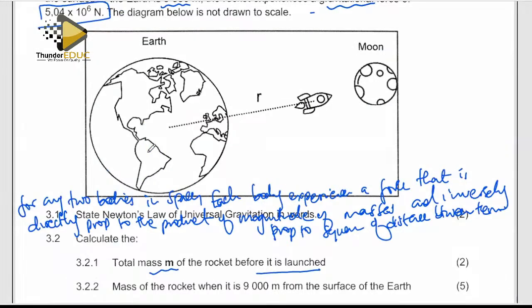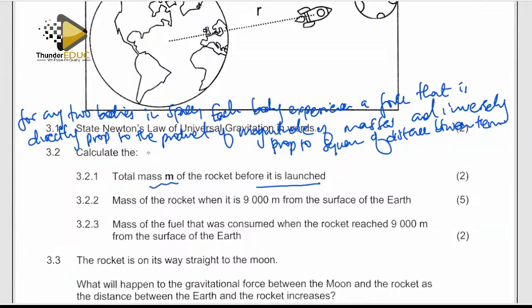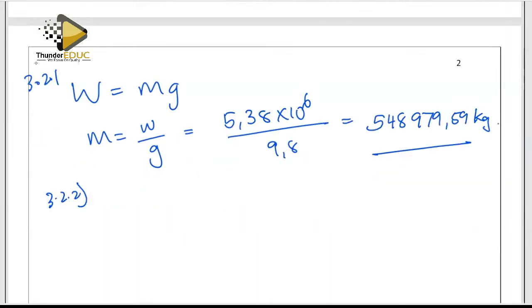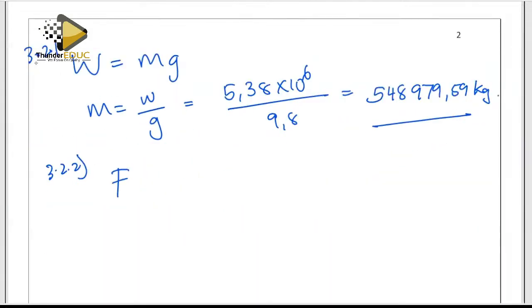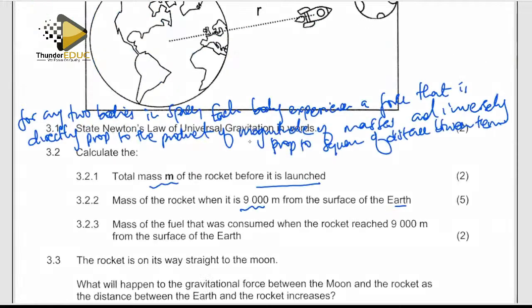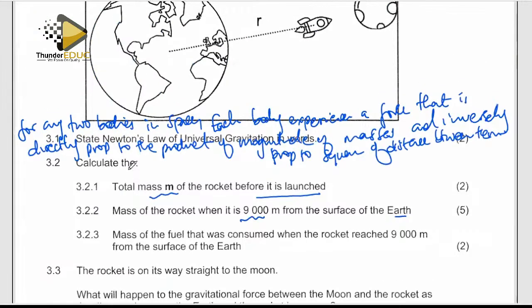Then 3.2.2, they want us to get the mass of the rocket when it is 9,000 meters away from the surface of the Earth. So we need to use the universal gravitational force. We know that is given as F equals G M1 M2 divided by R squared, okay? So we were given the force as, what's gonna be the force?